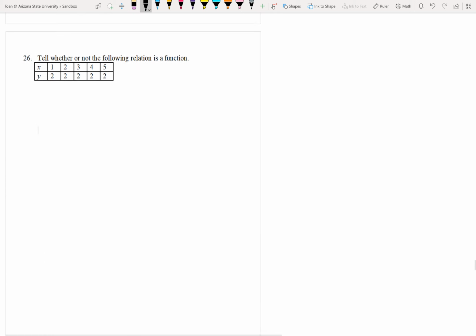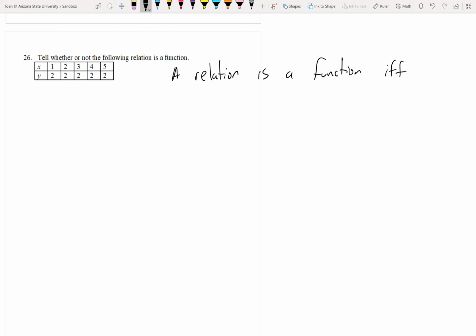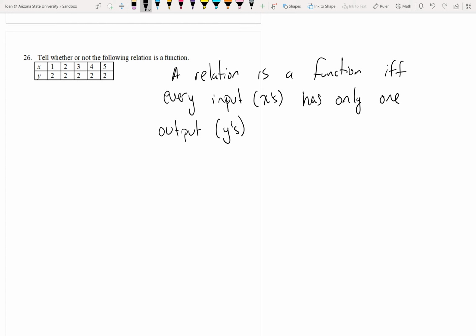Number 26, tell whether or not the following relation is a function. By definition, a relation is a function if and only if every input, those are the x values, has only one output. Those are the y values. So in a table here, notice how the x's do not repeat. So if the x's do not repeat, it is impossible for them to have more than one y value. So it is a function.